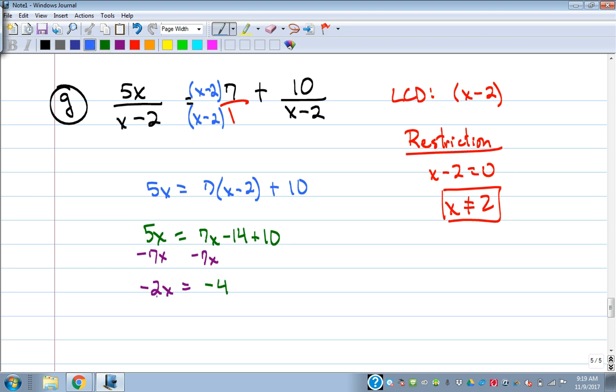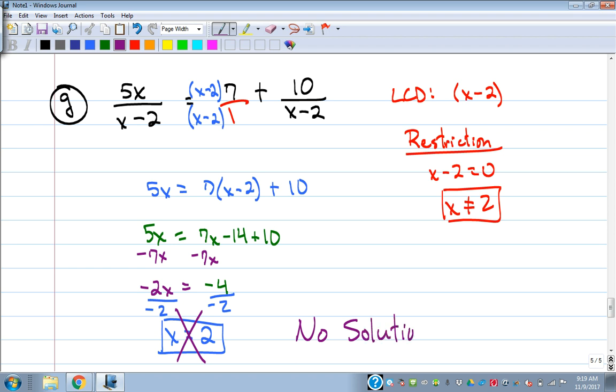And then when I divide, what do I get? 2, which is the same as my restriction, right? That's the only answer I had. I'm throwing it out, and I don't have another answer to fall back on. So that would be a no solution case where that happens.